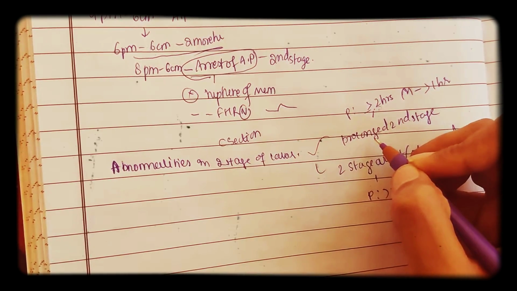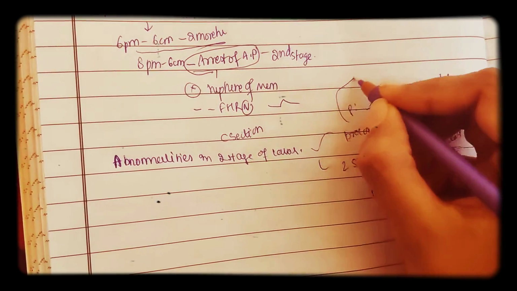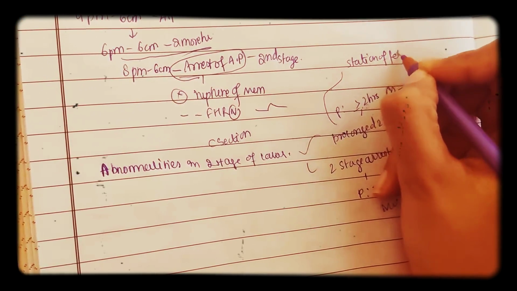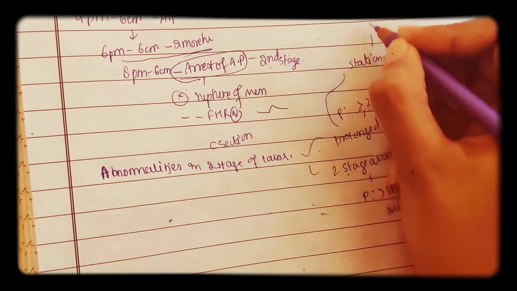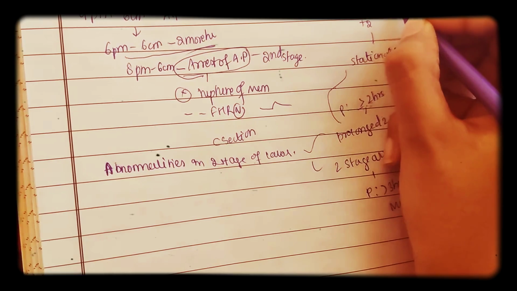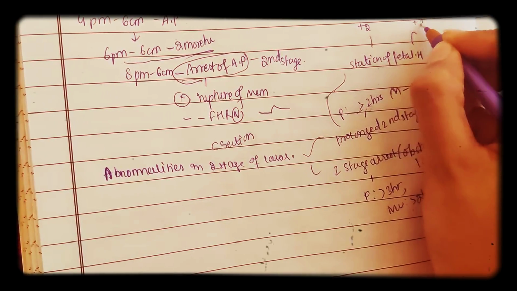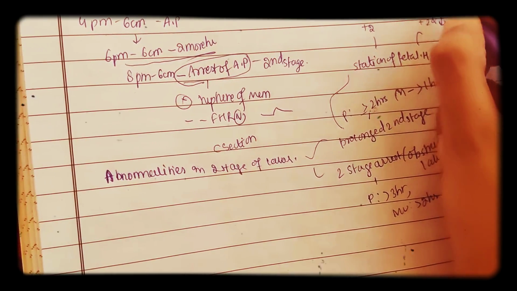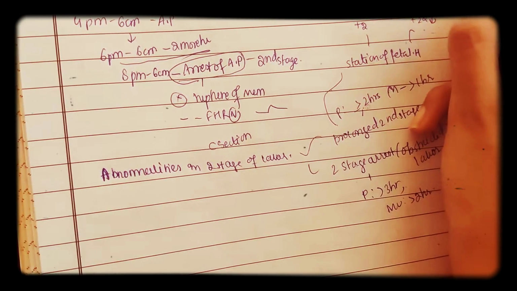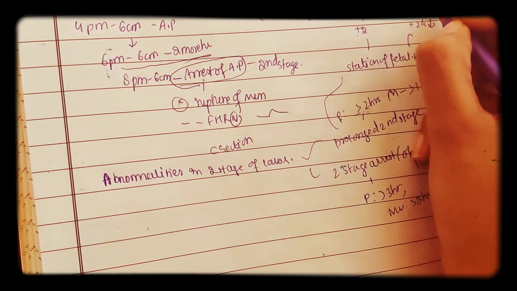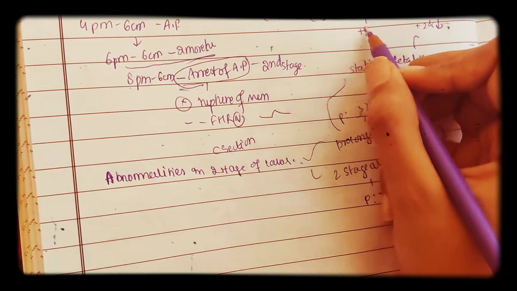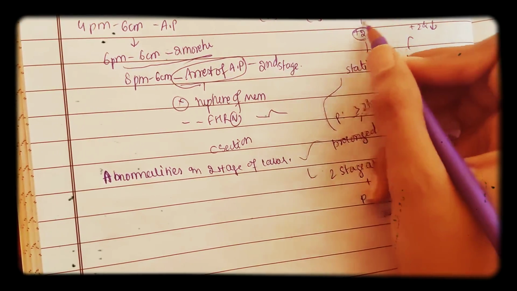In the prolonged second stage, look at the station of the fetal head. First you need to see the station of the fetal head. If it is above +2, do cesarean section. And if it is +2 and below it, then do instrumental delivery. Here we need to do instrumental delivery because already some part of the head has come out, so just use vacuum or forceps to drag the fetus out. But in the case of station above +2, as it is still inside, do the C-section.